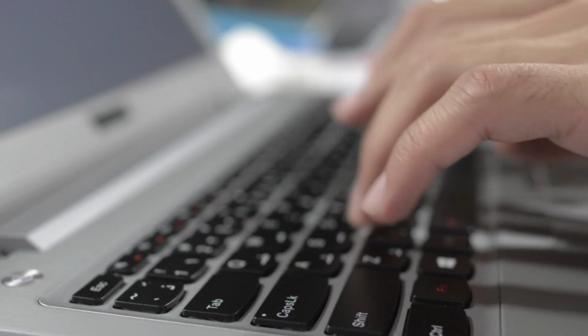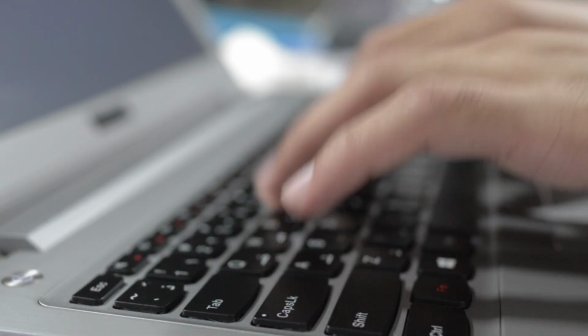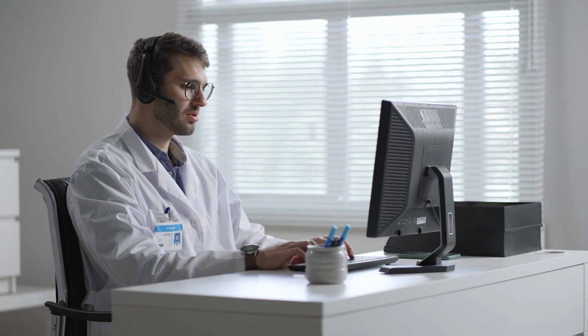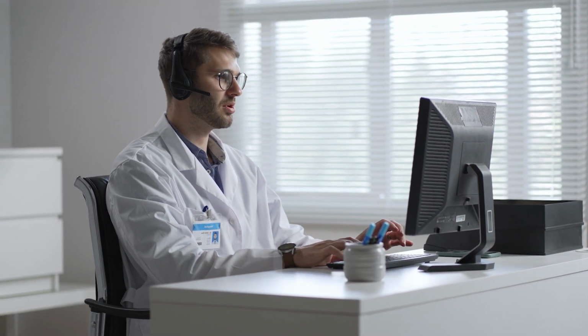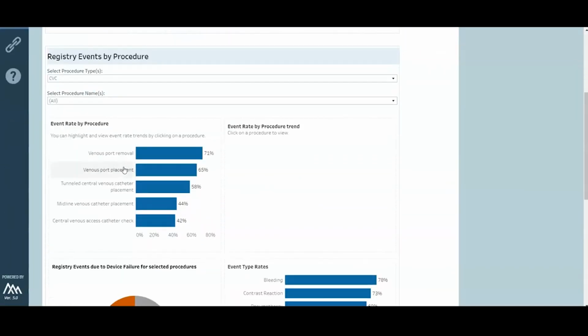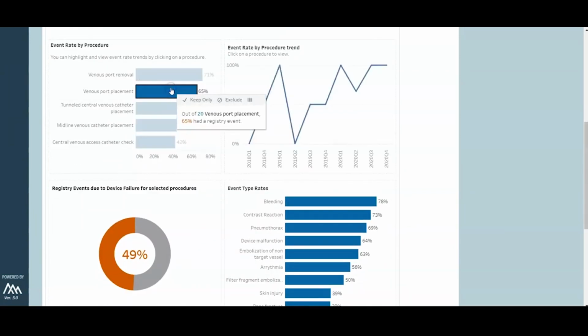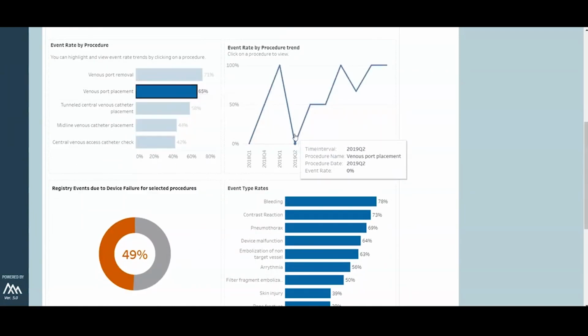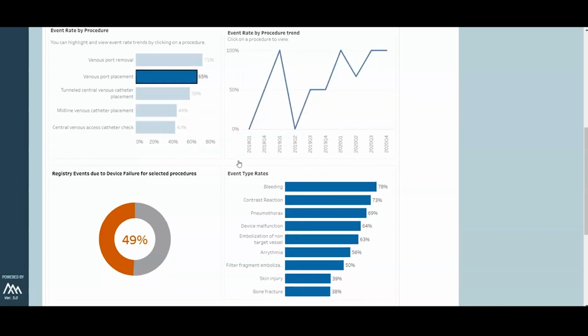Getting involved in VIRTEX is fairly straightforward. It's really just getting the standardized reports in your site, customizing them to what you need, and then being able to work with IT to get that data pulled. One of the beautiful things about the VIRTEX registry is that it relies on automated data extraction. Many other registries really rely on a manual data abstractor.